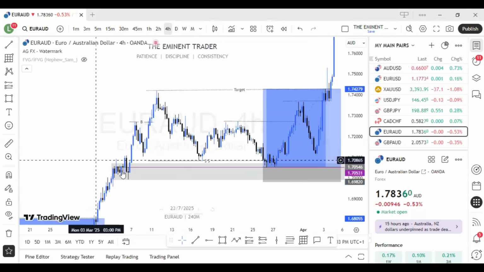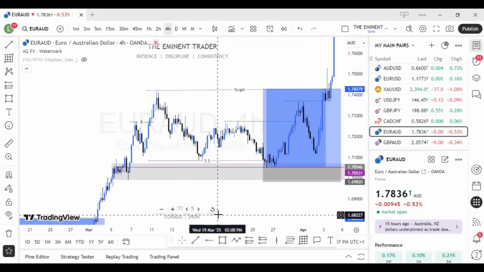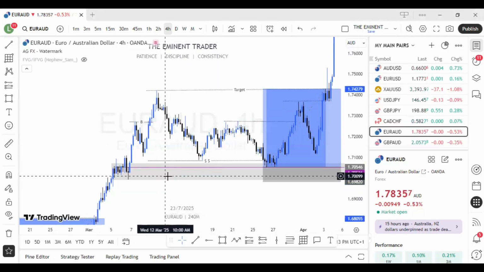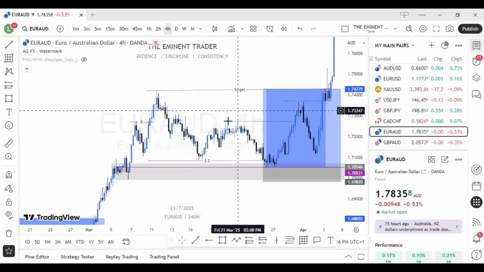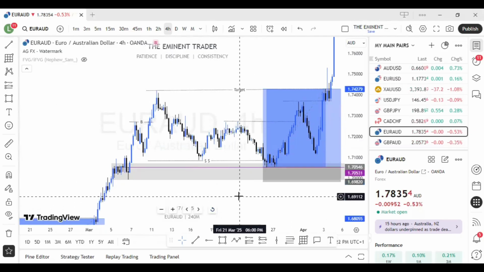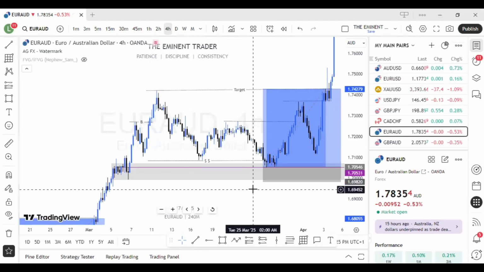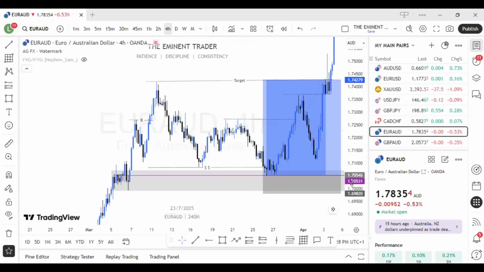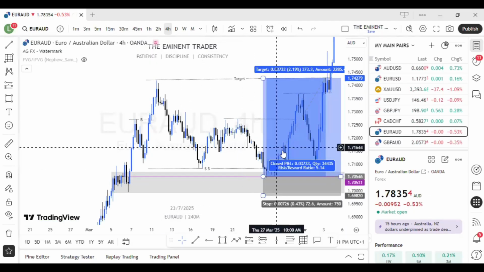But whenever you see it on a 4-hour time frame, it is usually like a banker trade. You might just see one in a month or two, max in a month. But whenever you see it on a 4-hour time frame, 8 out of 10 times it will definitely play out. As you can see, it will always play out.